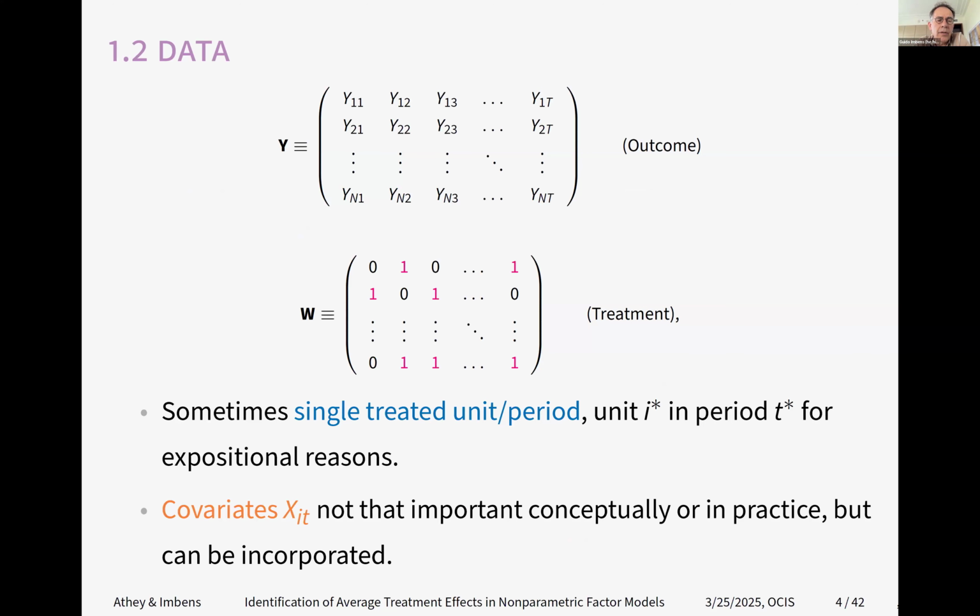We're going to abstract here from the presence of additional covariates, which often doesn't actually matter all that much in practice for estimation. And we have nothing really very new to say about that here, but they certainly can be incorporated, again at the expense of additional notation.